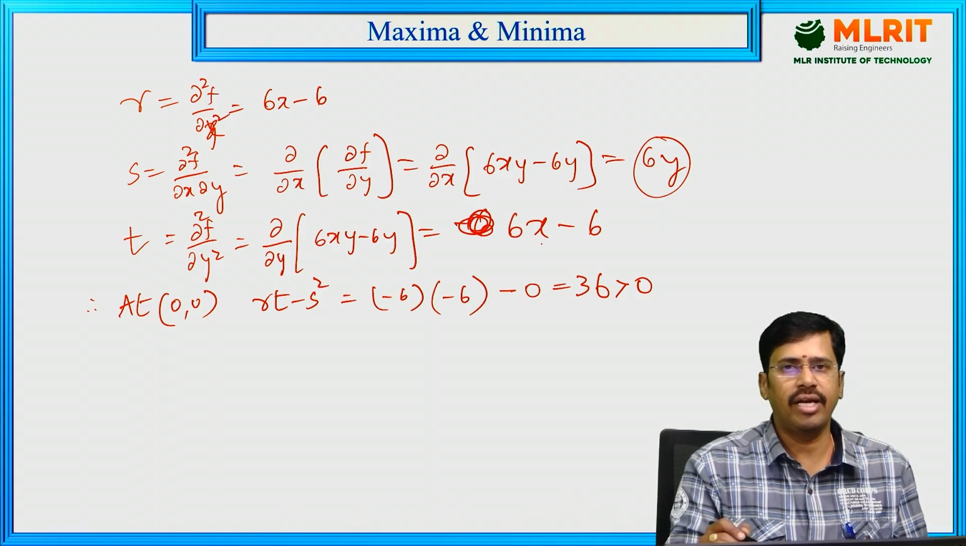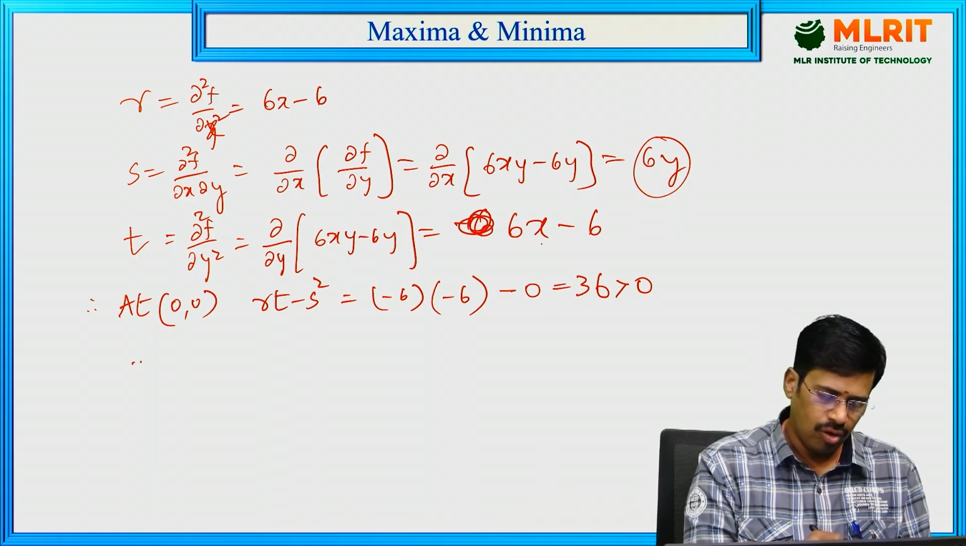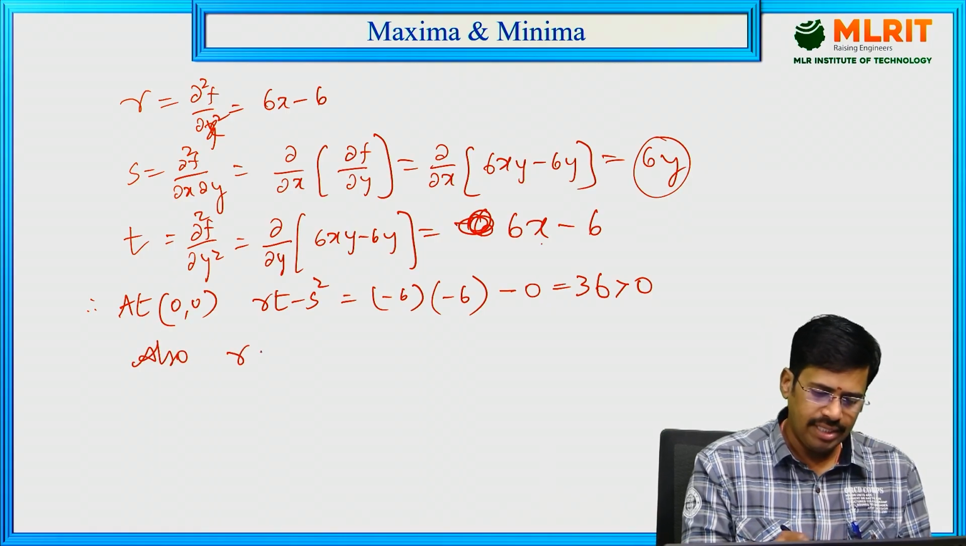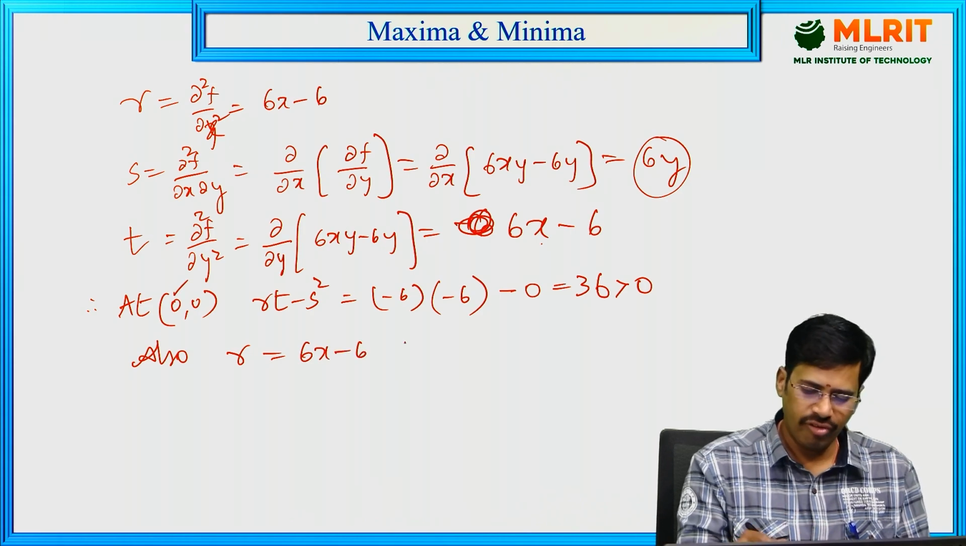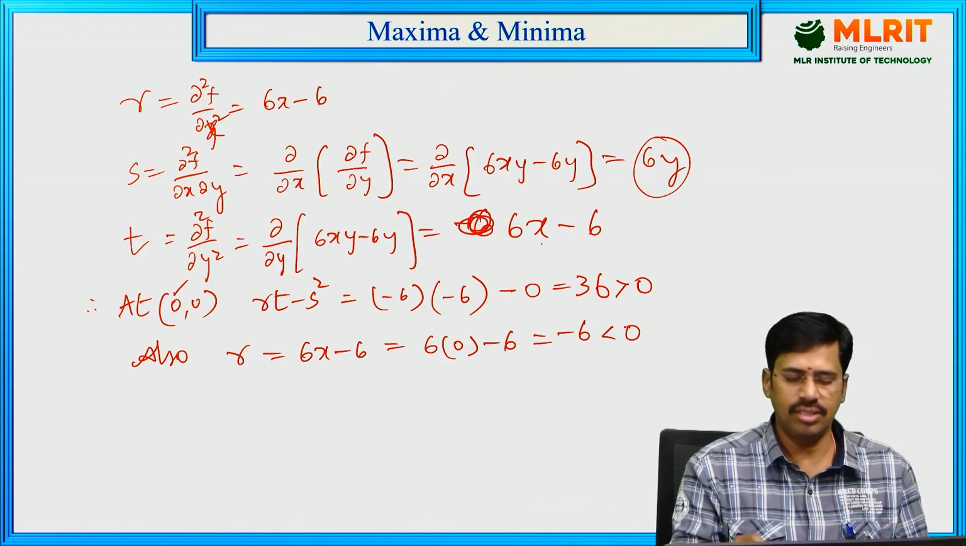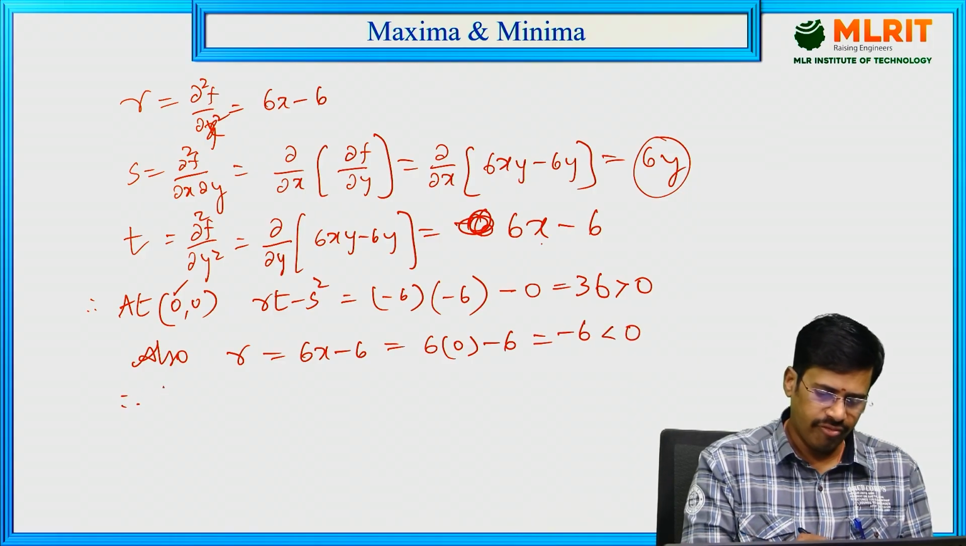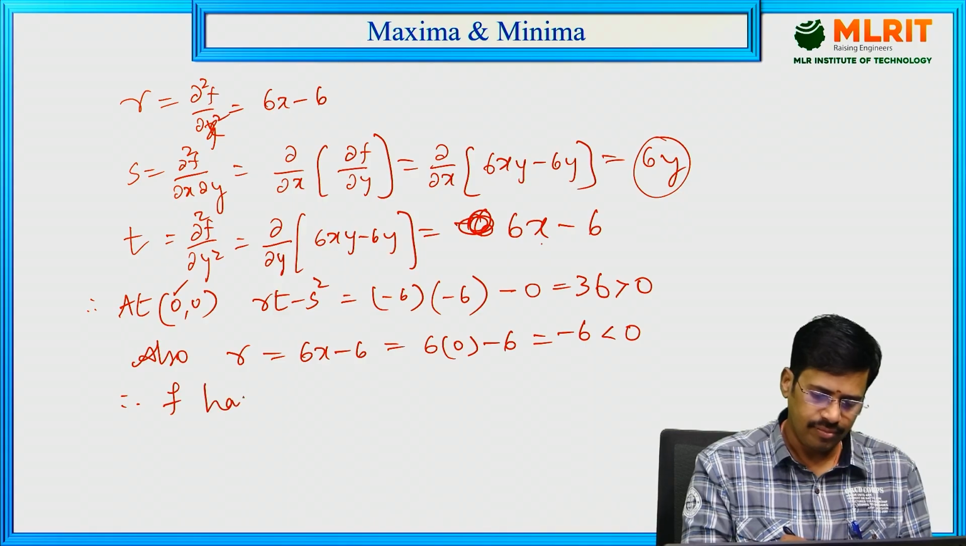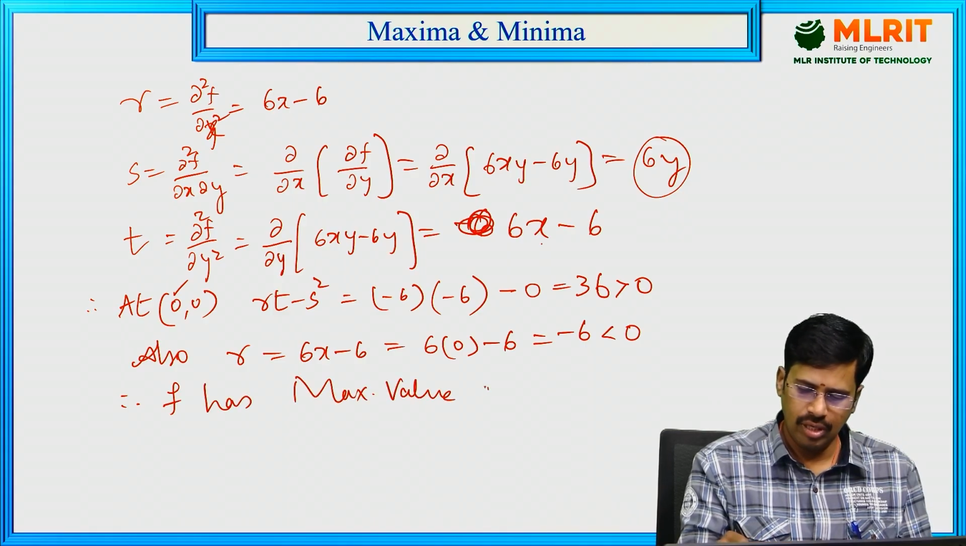One condition is satisfied. Now we don't conclude whether we have maximum or minimum only based on this. Also, what is r here? 6x minus 6, and in place of x substitute 0. 6 into 0 minus 6, that is negative 6, which is less than 0. Therefore the function has maximum value at the point (0, 0).